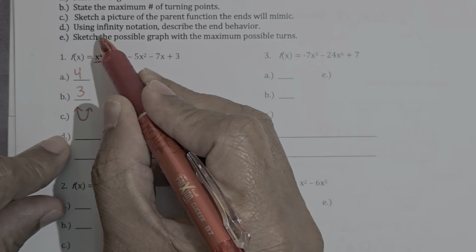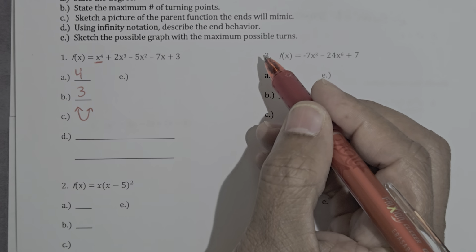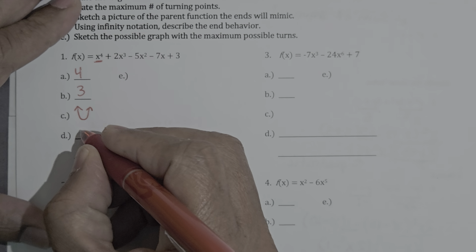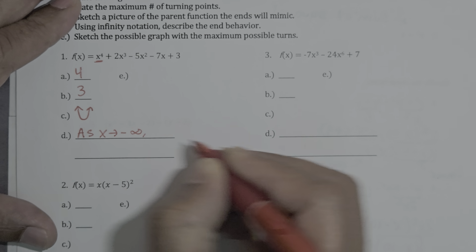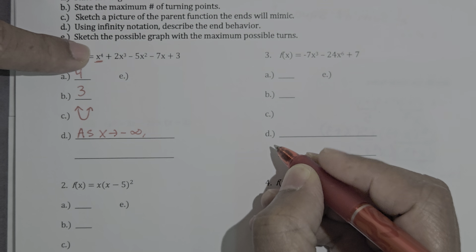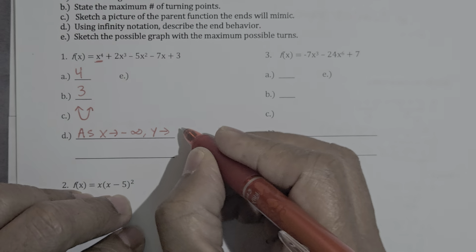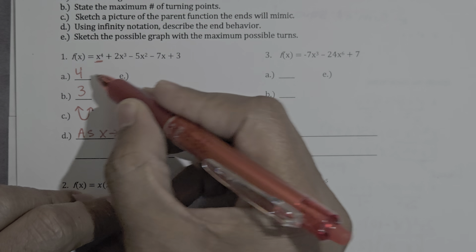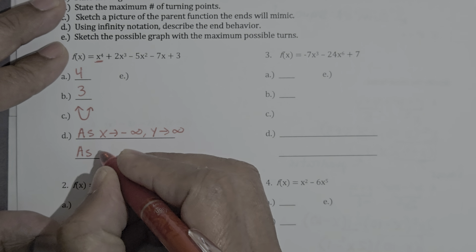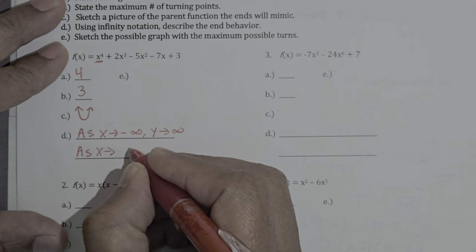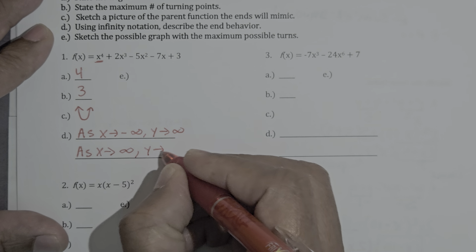Part D says, using infinity notation, describe the end behavior. In this case, I'm going to say the following. As x goes to negative infinity, we have a positive lead coefficient, so y goes, just like a parabola, to positive infinity. And as x goes to positive infinity, we can tell right away, since the ends point in the same direction, y also goes to positive infinity.